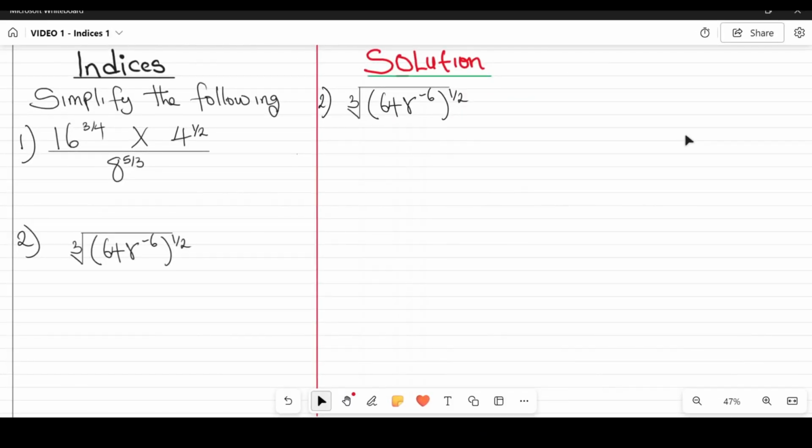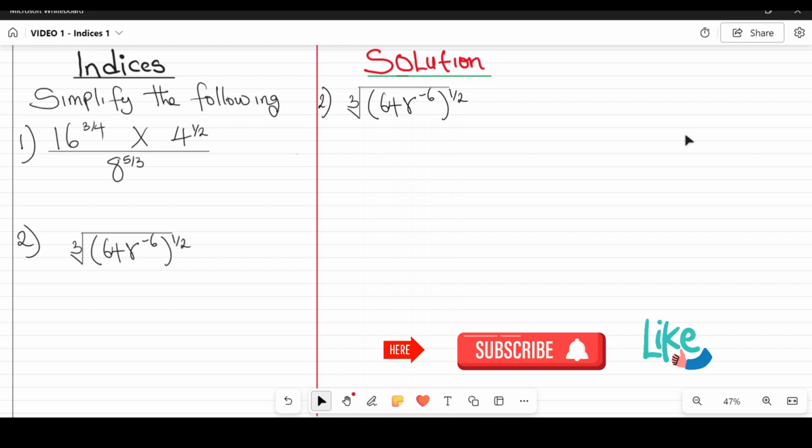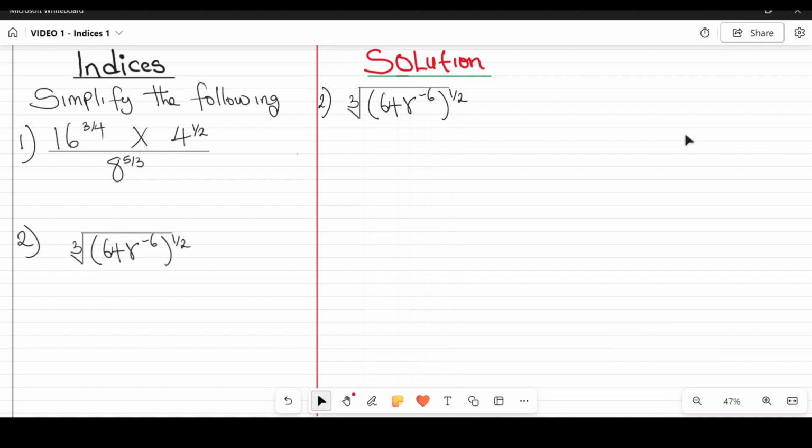Let's solve the number 2 question. Now, the number 2 question has been given to us. So the first thing we do here is to take off the cube root, and by doing that, we have to express the cube root in an index form. So this can be written as 64 times r to the negative 6, all raised to the power of 1 divided by 2, all raised to the power of 1 divided by 3.